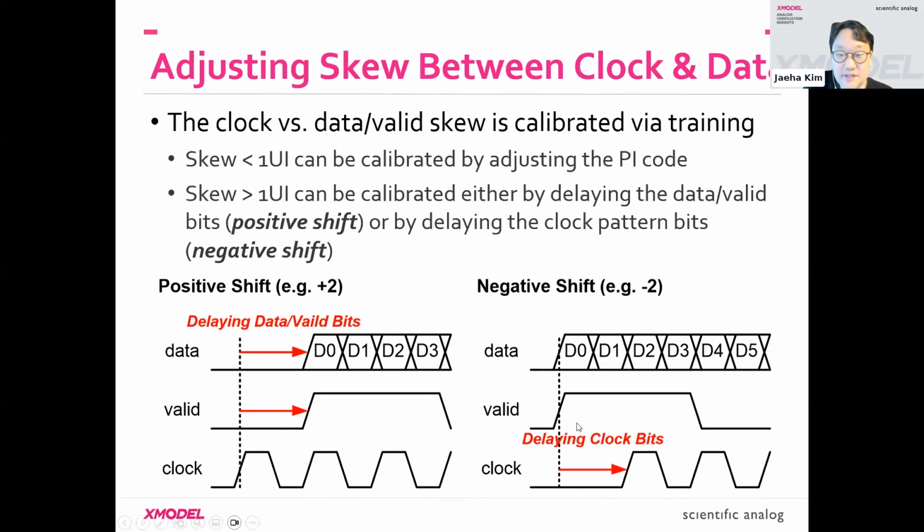In case we want the data and valid to have an earlier timing, maybe because those will have longer delay, in that case we'll delay the clock pattern. So one is what we call a positive shift, the other is called a negative shift. This is a necessary requirement. By the way, this is not described in the spec. The spec just says you have to adjust the delay, and this is how we figured out how to.